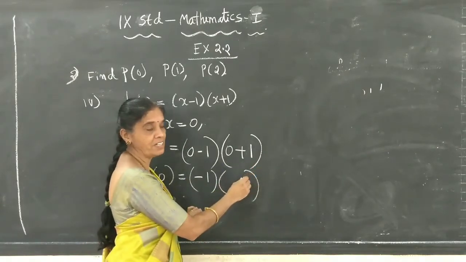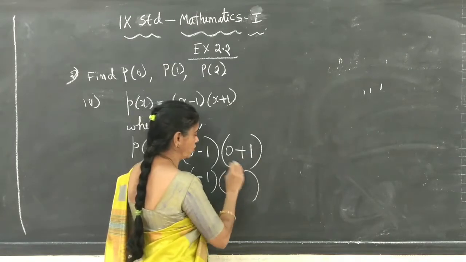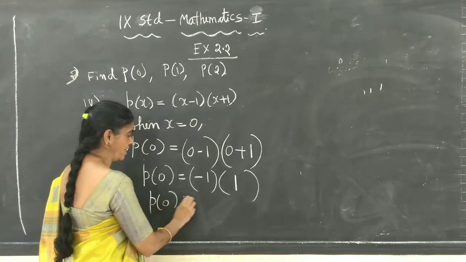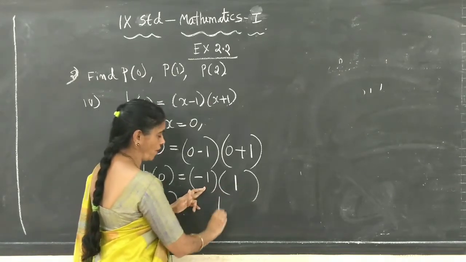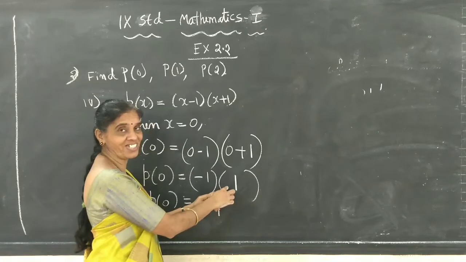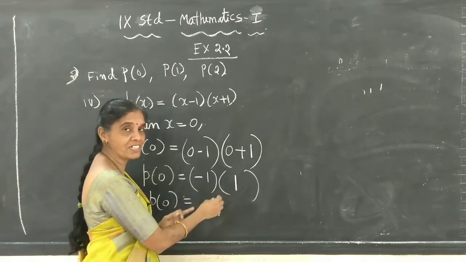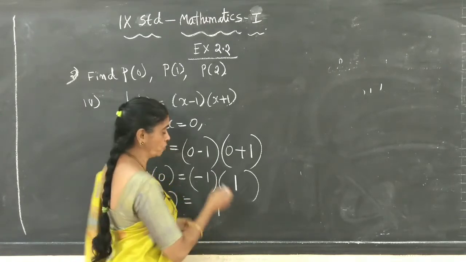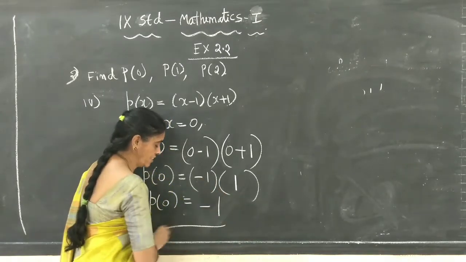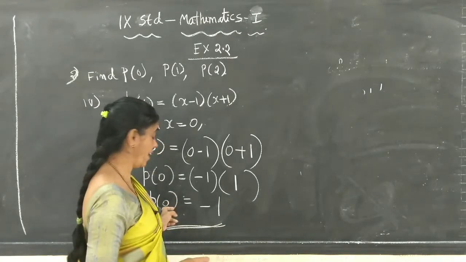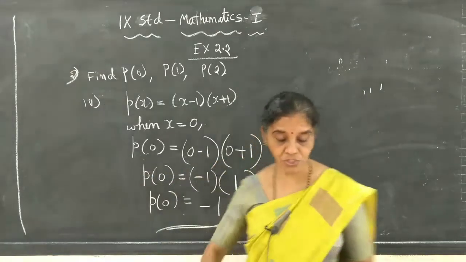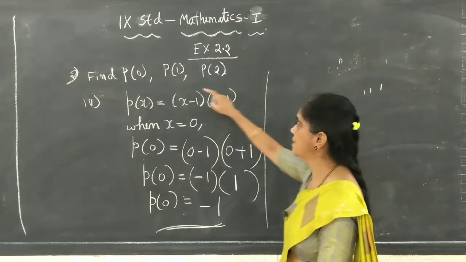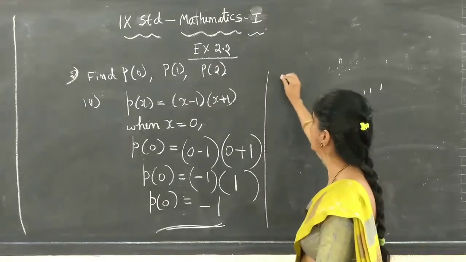0 plus 1, if you add any number with 0, is the same number. So 1 you will get. Now the value of the polynomial at 0 is minus 1 into 1, minus into plus, no sign is plus here. In multiplication, the product of different signs is always negative. So 1 is minus, 1 is plus. So the answer is minus 1. So the value of the polynomial at x equal to 0 is minus 1.